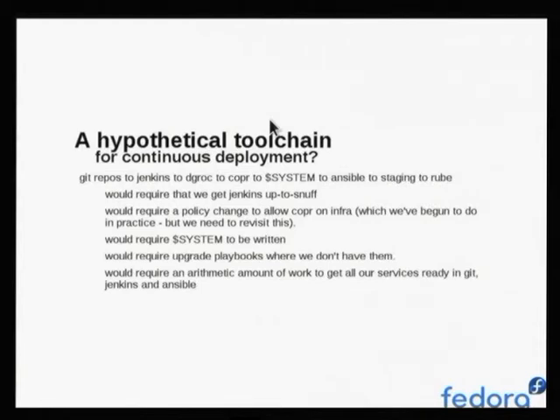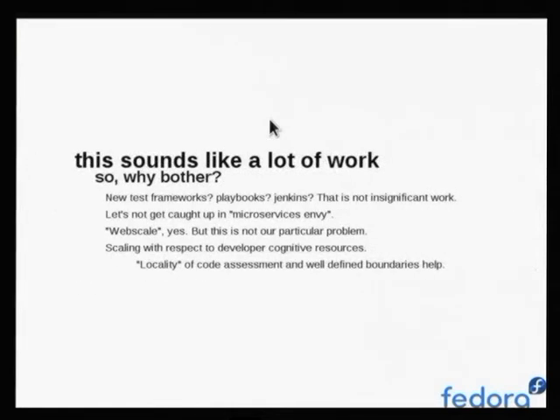And then very, very last, we would have an arithmetic amount of work to get all of our services ready to do this in Git and in Jenkins and in Ansible. And that is not an exponential amount of work. It's accomplishable, something we could do in a year. But yeah, so that we could do that.